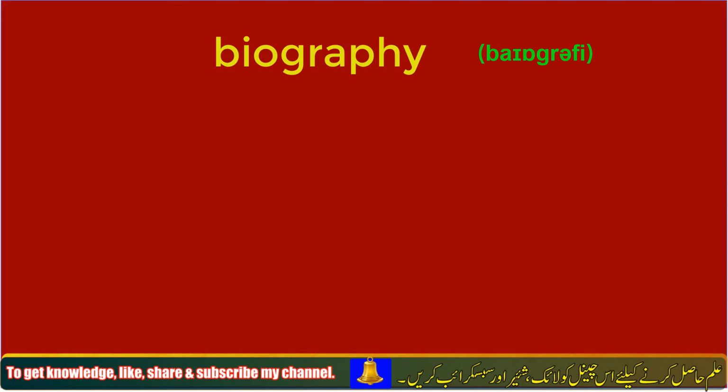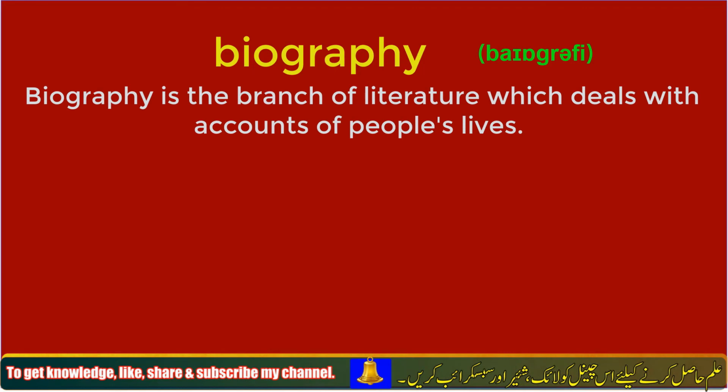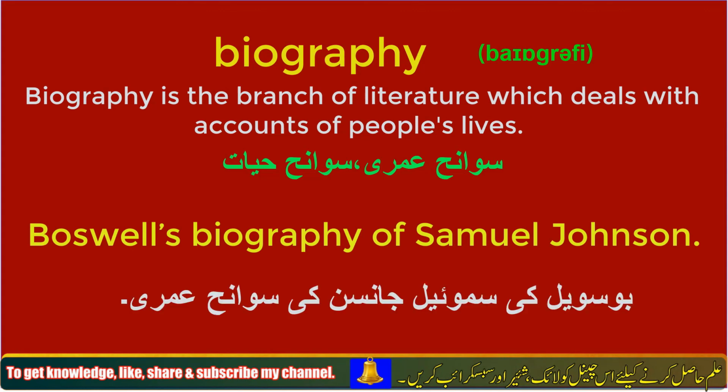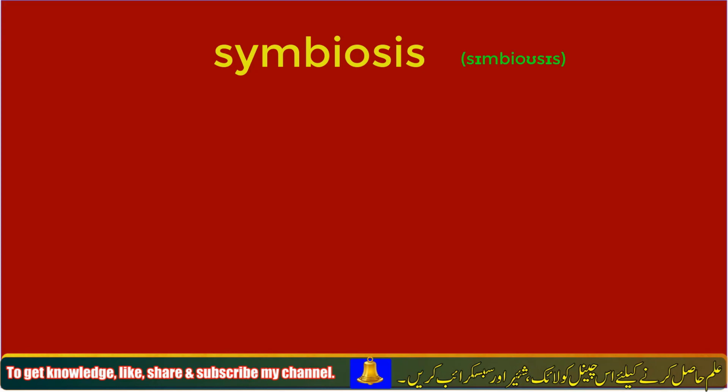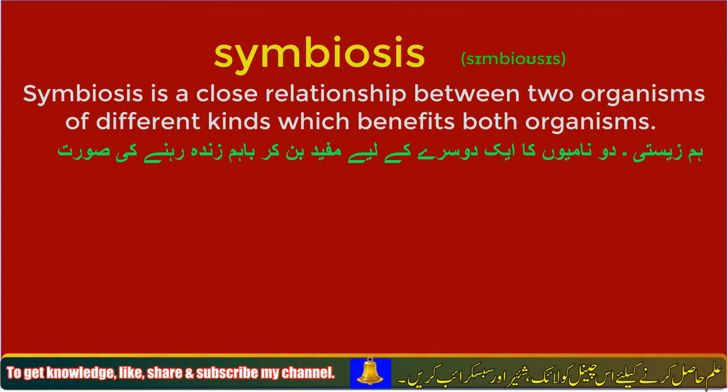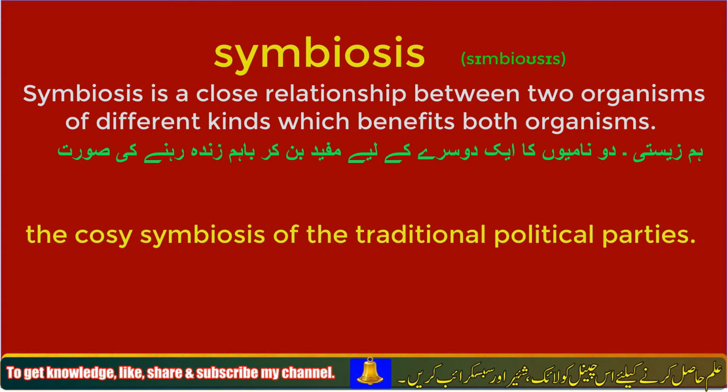Biography. Biography is the branch of literature which deals with accounts of people's lives. Boswell's biography of Samuel Johnson. Symbiosis. Symbiosis is a close relationship between two organisms of different kinds which benefits both organisms. The cozy symbiosis of the traditional political parties.